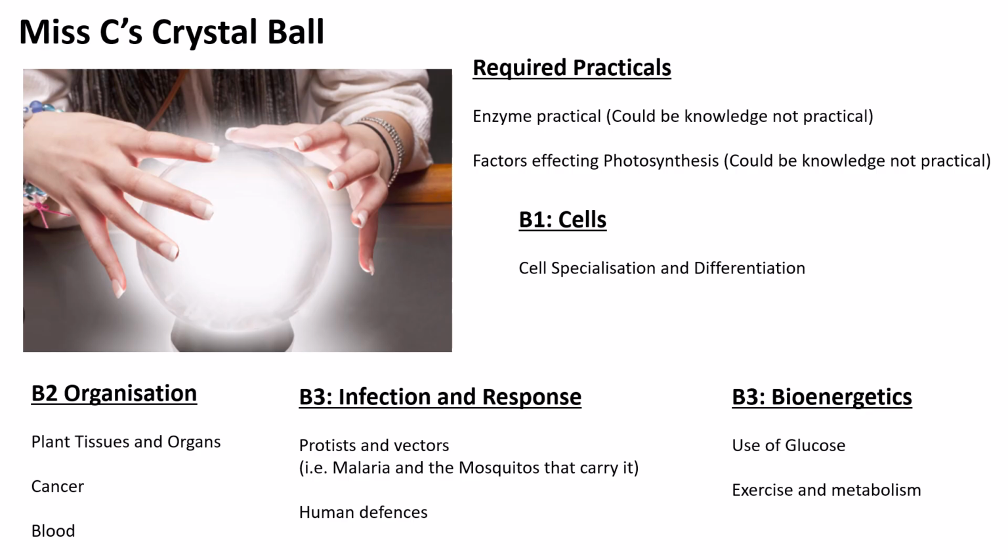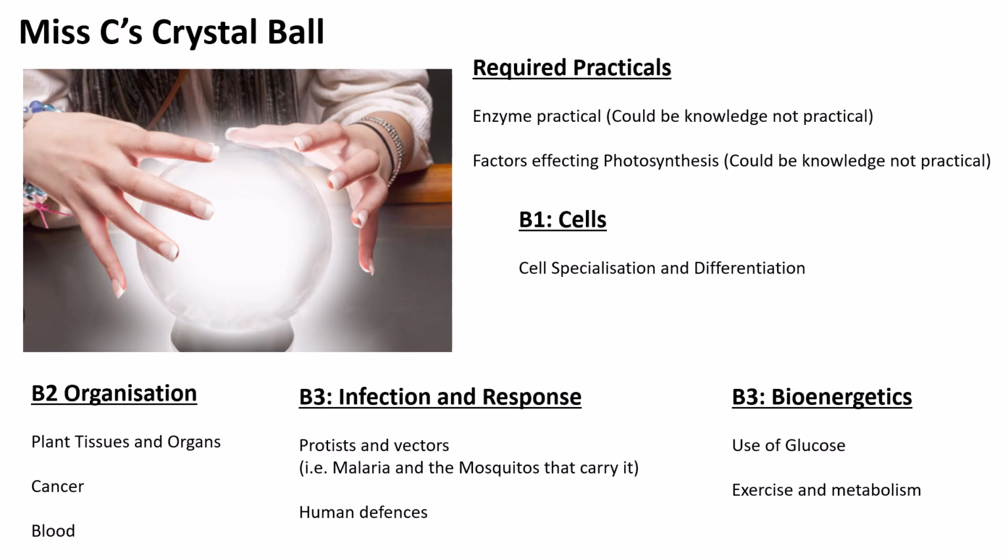For cells, focus some of your revision on cell specialisation and differentiation. This is an area that has not been assessed fully for a few years. For organisation, we've got plant tissues and organs. Students hate revising plants, but examiners always put something in, and these bits of the topic have not been in for a few years. So make sure you recall and revise transpiration, structure of a leaf, all those processes.